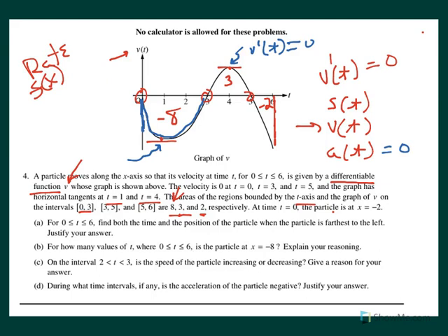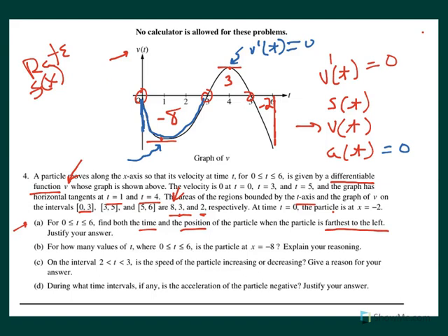And keeping all that in mind, let's see what they have for their first question, part A. On the time interval from 0 to 6, find both the time and the position of the particle when the particle is furthest to the left.